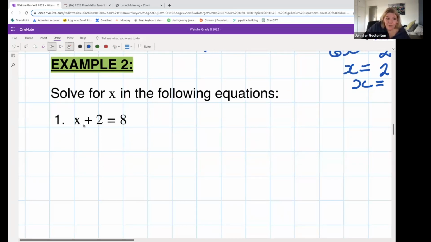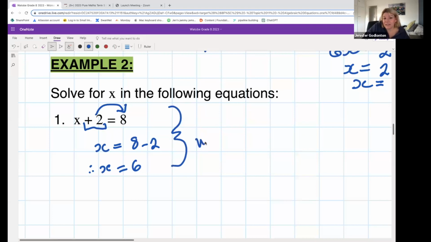So over here, we had a plus 2. When it jumps over, it's going to become a minus 2. So we're going to have x is equal to 8 minus 2. And then we just work out what that is. 8 minus 2 just gives us 6. So this is the working out that we need to see.